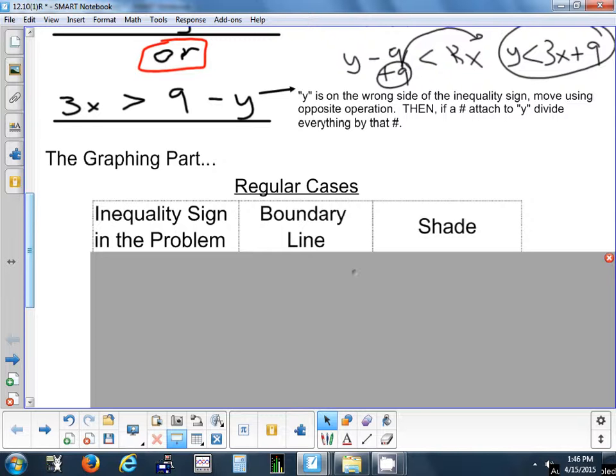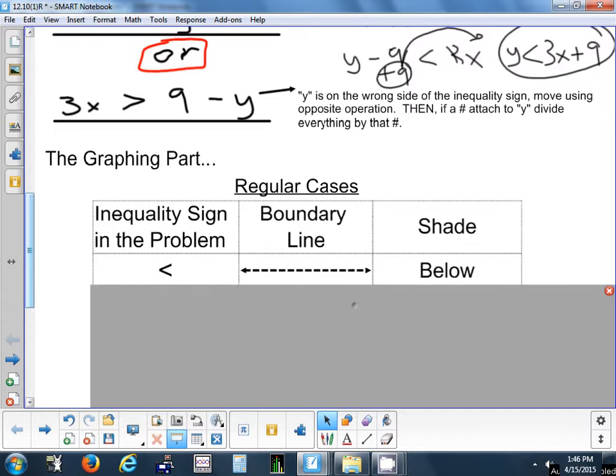So we're getting to the question of, okay, is it going to be a dotted line? Is it going to be a solid line? And where do I shade? All right, if I have something like this, what does this say? Less than, right? If it's a less than in the problem, you're going to use a dotted line and you'll shade below it.